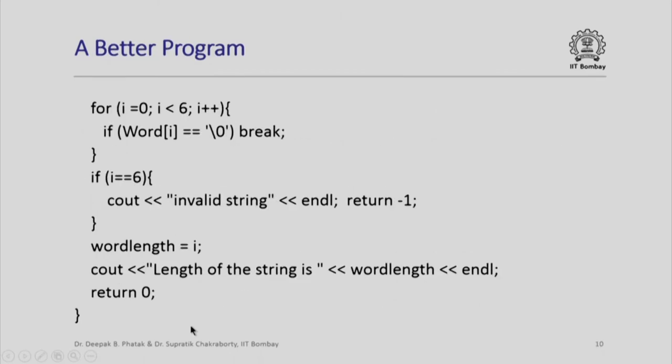A better program is to do this. If i equal to 6, then we say invalid string. That means the cin had read a string but did not perhaps find a string of less than 6 characters. So, it did some fancy stuff, but when we came out, i was equal to 6. Now, if even on reaching i equal to 5, I do not find backslash 0, which was the 6th position in the array, then there is an invalid string. So, we return with an error. Otherwise, we print the length of the string as word length.